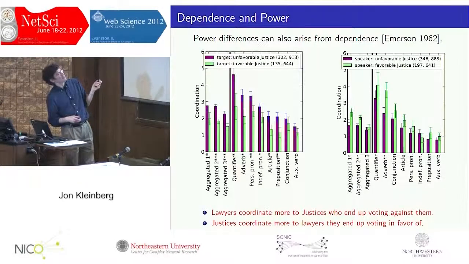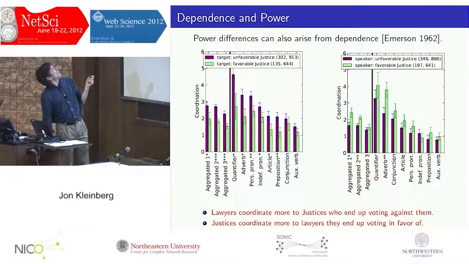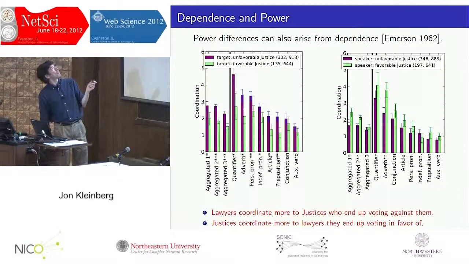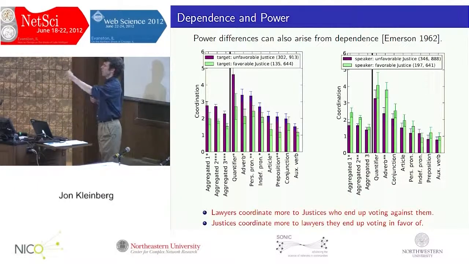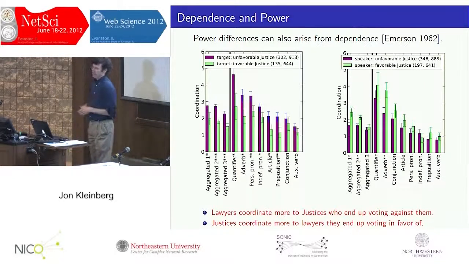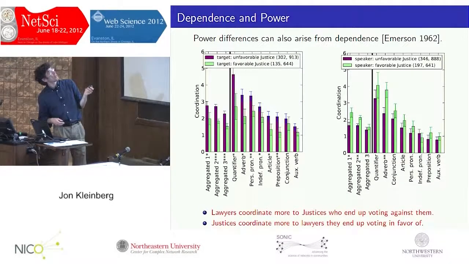So here we have these same kind of plots, right? They all go up because there's coordination. This is lawyers talking to justices, both bars. The purple is they're talking to a justice who ends up voting against them. And the green is they're talking to a justice who ends up voting for their side. Right? And again, there's a significant difference where they're coordinating more to the people who end up voting against them. Right? Just kind of working harder. And actually you can flip that around, right? Because if there's a bigger power gradient, we should see that from the justice's side also, and we do.